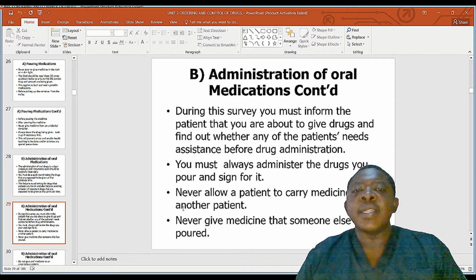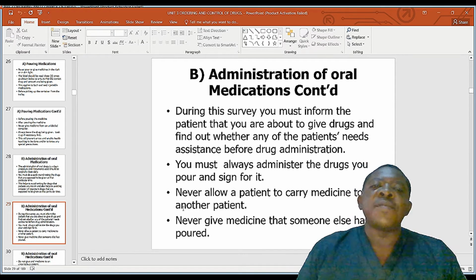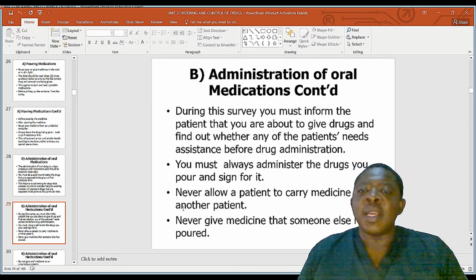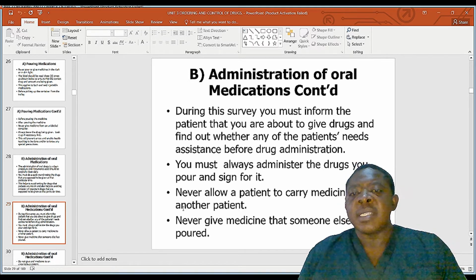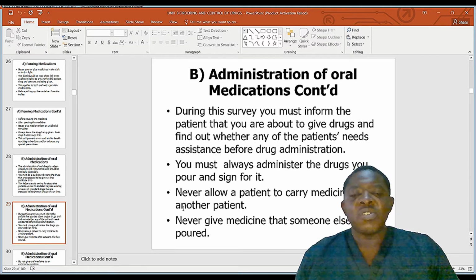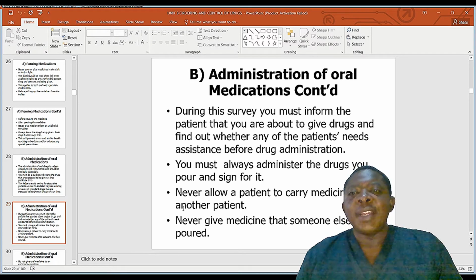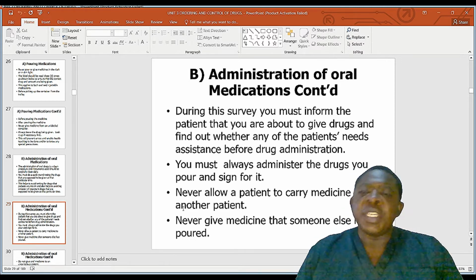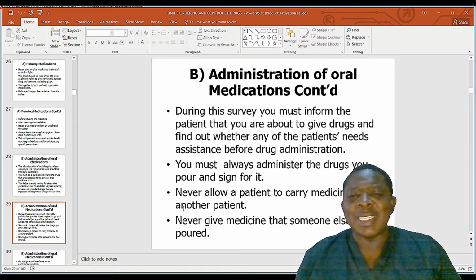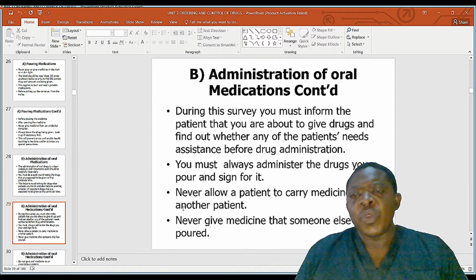During this survey, you must inform the patient that you are about to give drugs and find out whether any of the patient's needs for assistance have been attended to before you bring the drug. This is to avoid unnecessary change in procedure as you are giving the drug. So you have to ensure that the patient is comfortable as you come to give the drug.